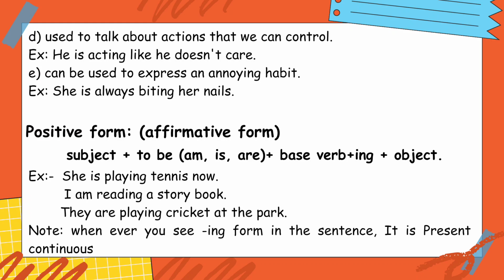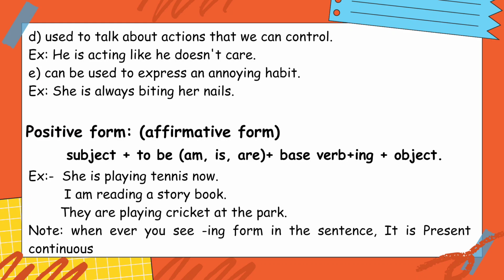Can be used to express an annoying habit. Example, she is always biting her nails. So positive form or affirmative form: subject plus be form plus base verb ing plus object. Example, she is playing tennis now. I am reading a storybook. They are playing cricket at the park.